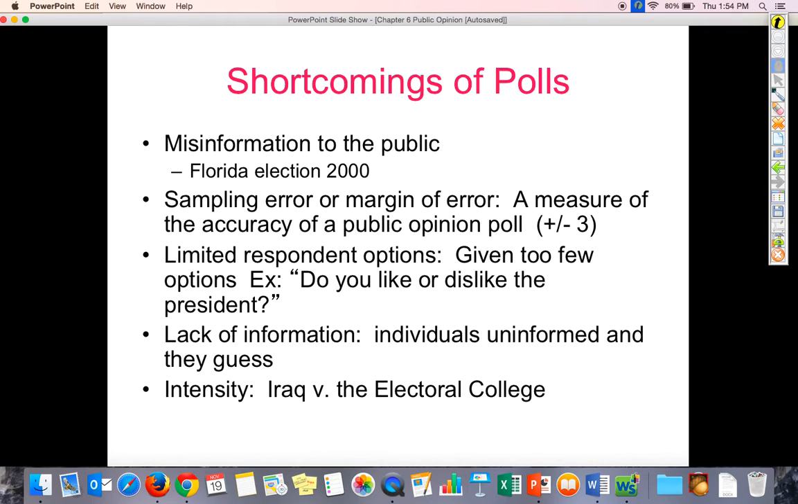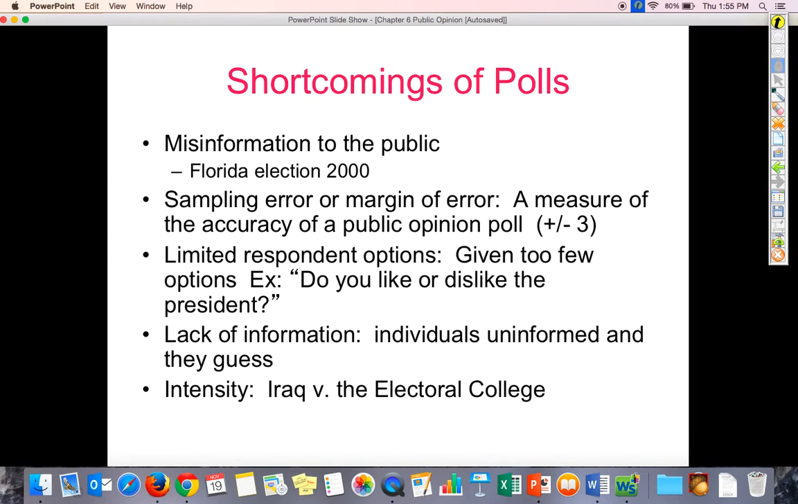And so sometimes people are like, is there a choice in the middle? If you offer too few choices, people don't know how to accurately respond because they're torn. So sometimes more choices leads to a better chance of getting a true opinion of the public. Lack of information by the person is another shortcoming. If individuals are uninformed and they guess, you're not going to get accurate results.